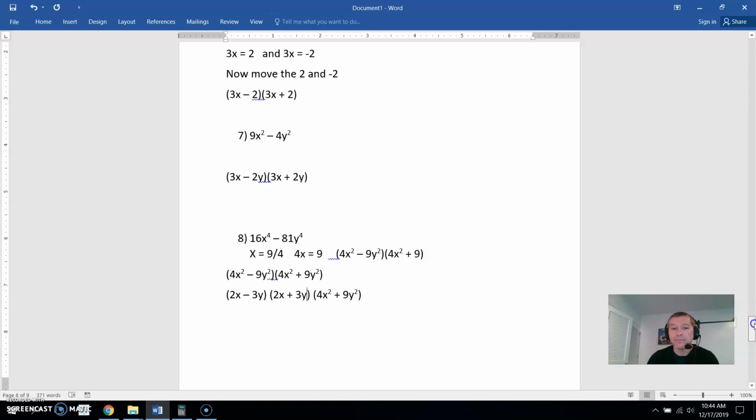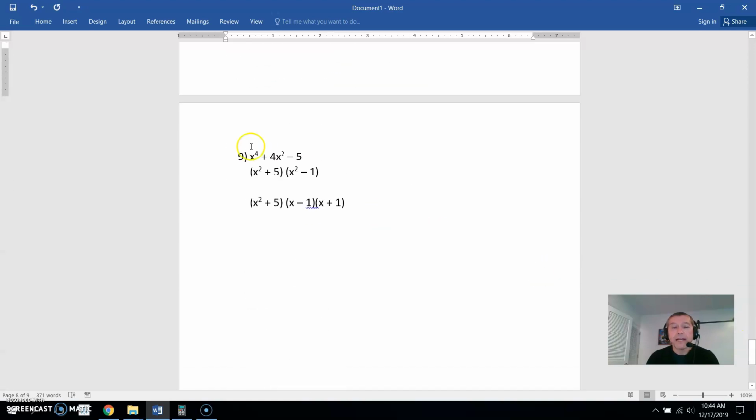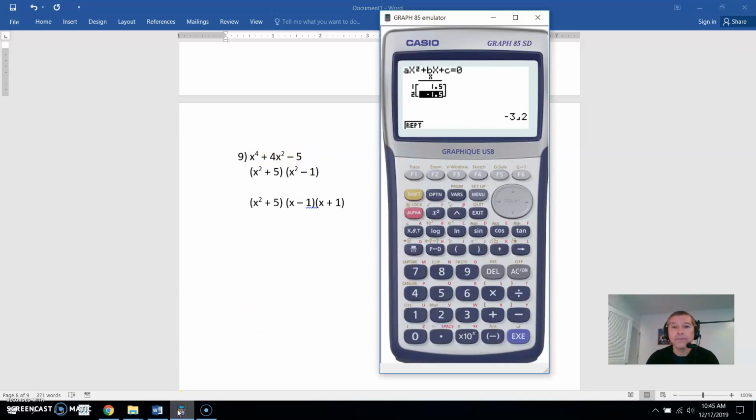And then one last one. So factoring this one, notice that this is x to the fourth, x squared. The exponent here is half as big as that exponent, and this is a constant. So that means that this one has the chance of factoring if we use degree 2. So I'll go back, make sure I'm in degree 2, put in my coefficients of 1, 4, and negative 5. And when I put those in and hit solve, I get these solutions, 1 and negative 5.